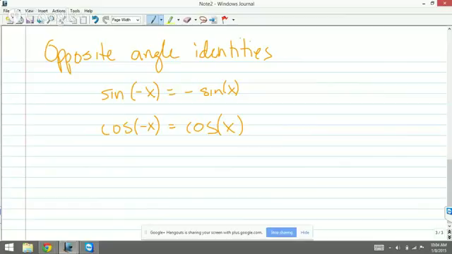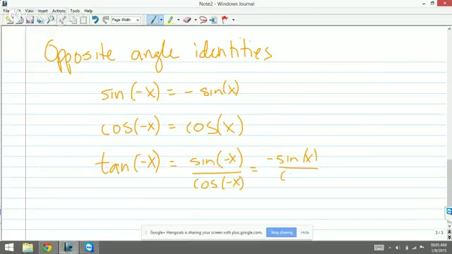Well, let's build it up. Tangent is sine over cosine, right, from yesterday? And now we use the other two to finish it off. So you only really need to remember the first two, and you can build tangent. So we have negative sine over cosine. You can use the same thing I just did for tan with those.